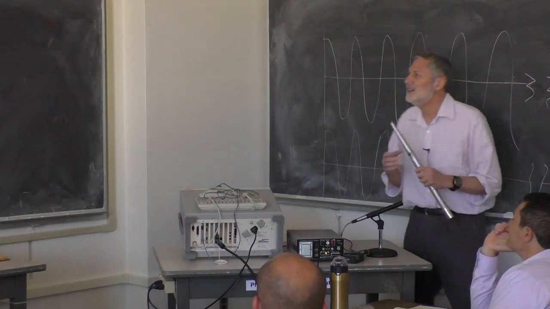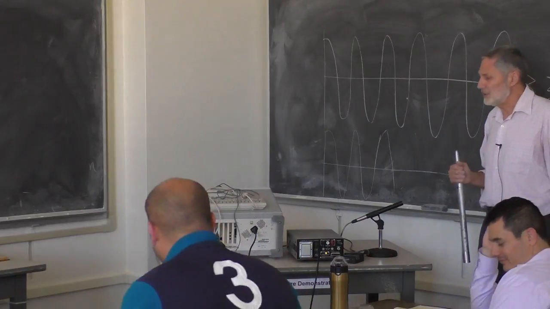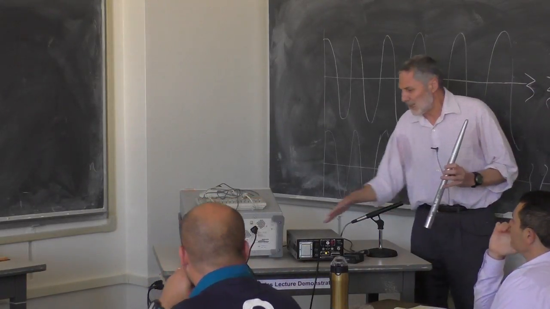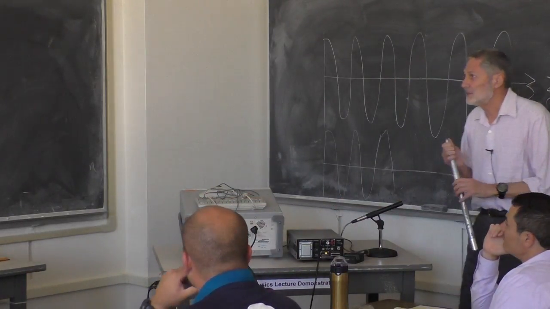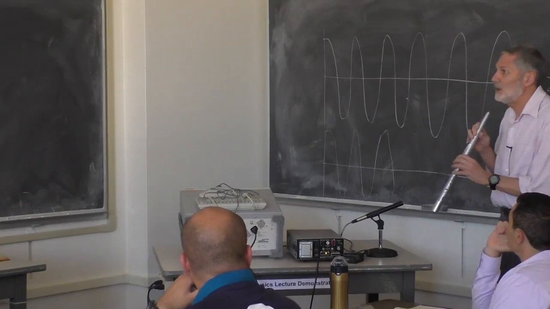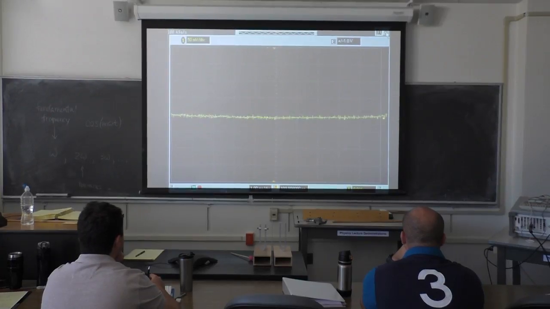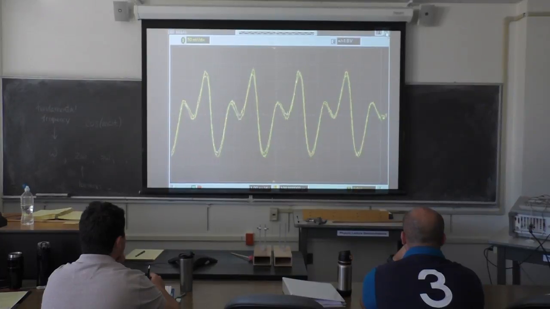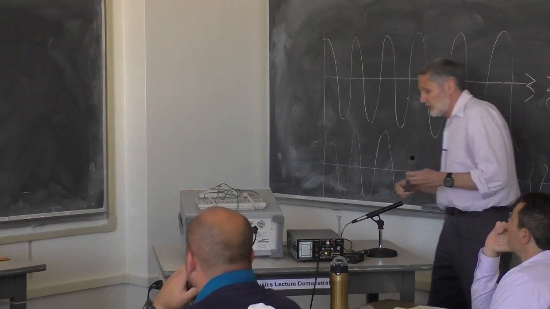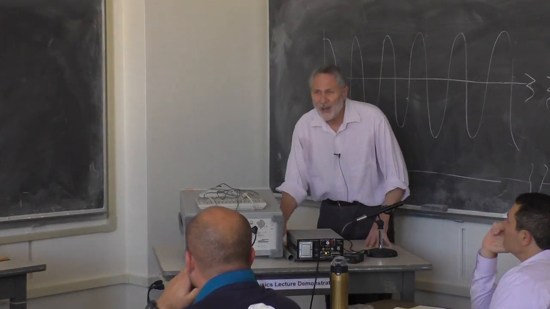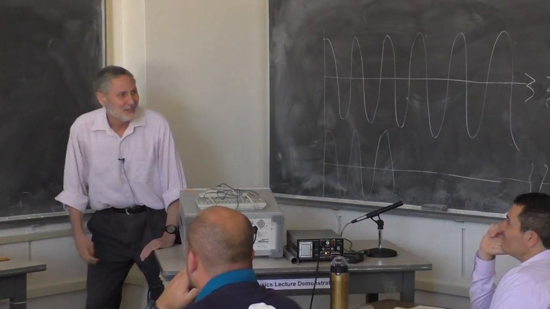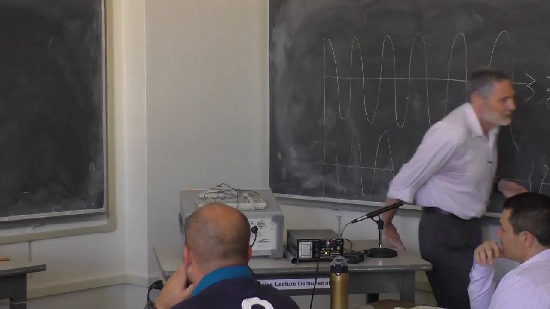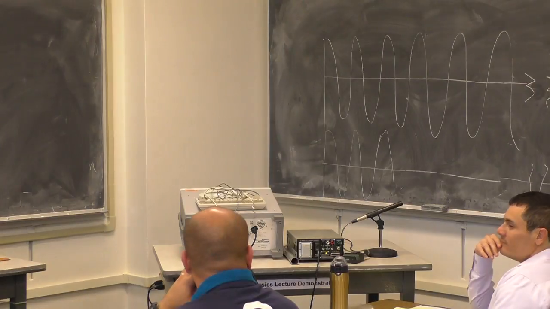Okay, so here's a microphone. I'm using a preamp here just to clean up the signal a little bit and amplify it. And let's see what the waveform looks like. Oh, perfect sinusoid, right? No, it's far from it. And how is that happening? Why isn't it a nice sinusoid?